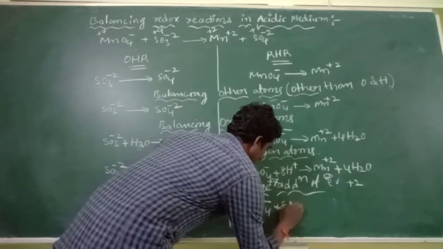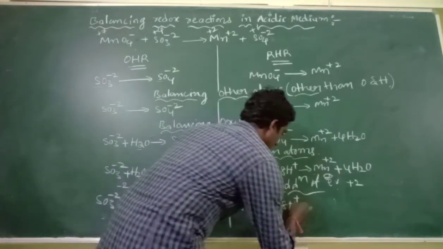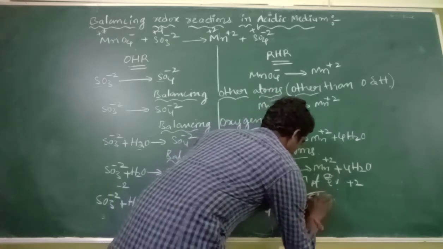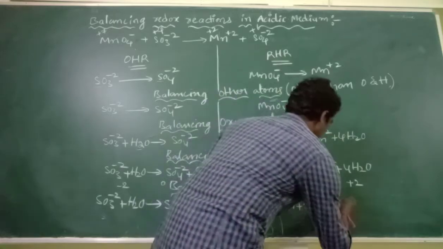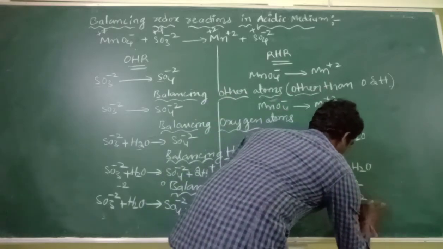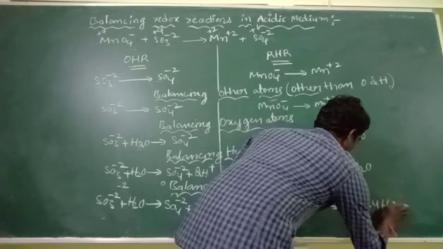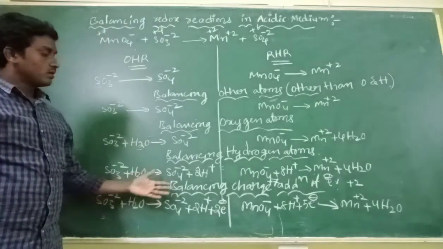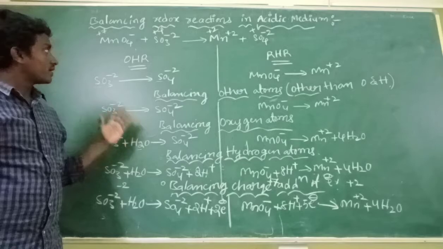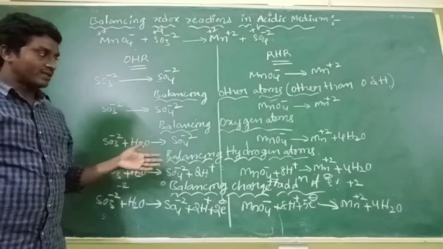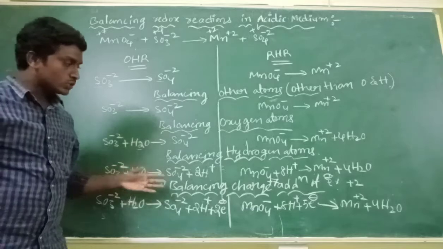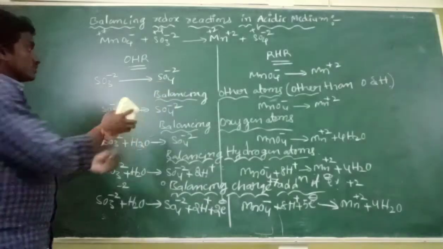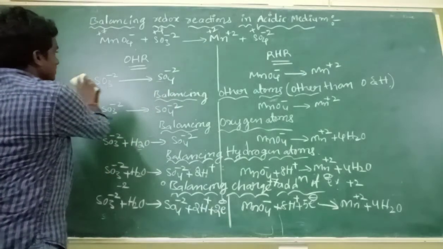MnO4 minus plus 8H plus, plus 5 electrons, gives Mn plus 2 plus 4H2O. These are the balanced equations of the separate oxidation and reduction reactions. Balanced equations separately, but these two reactions we have to add.